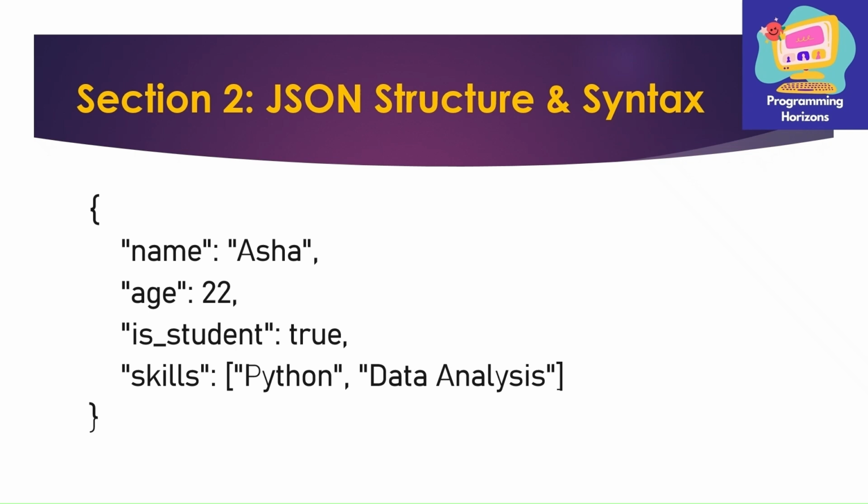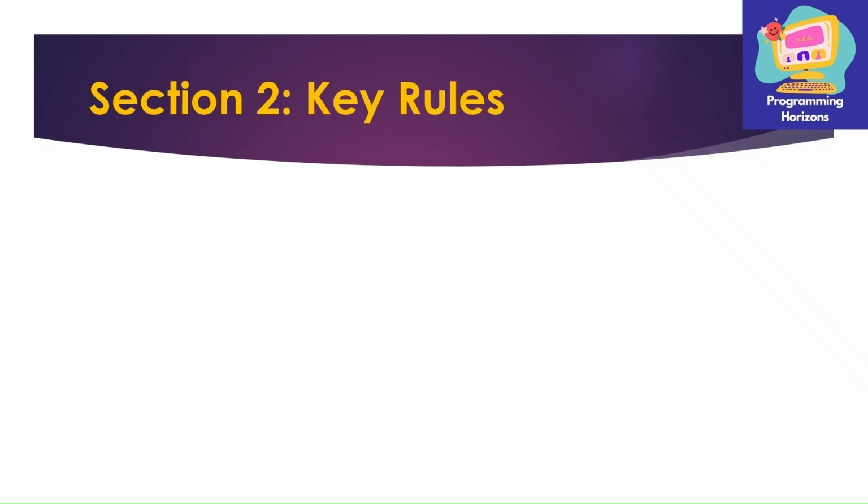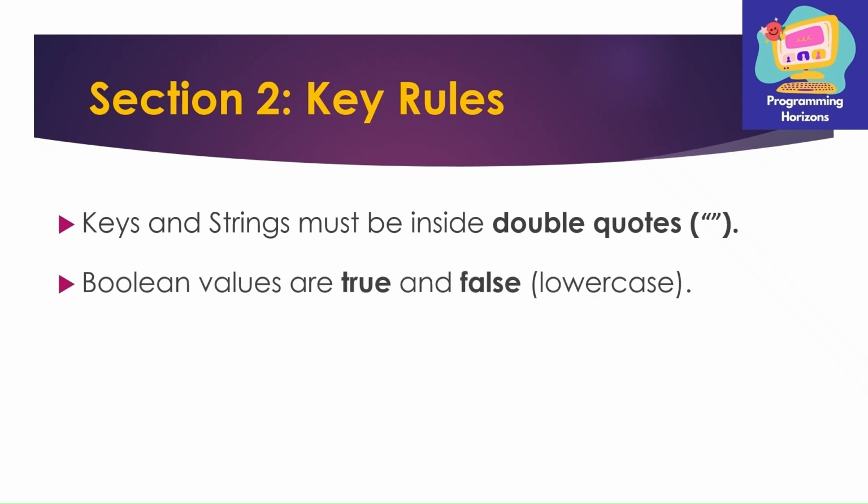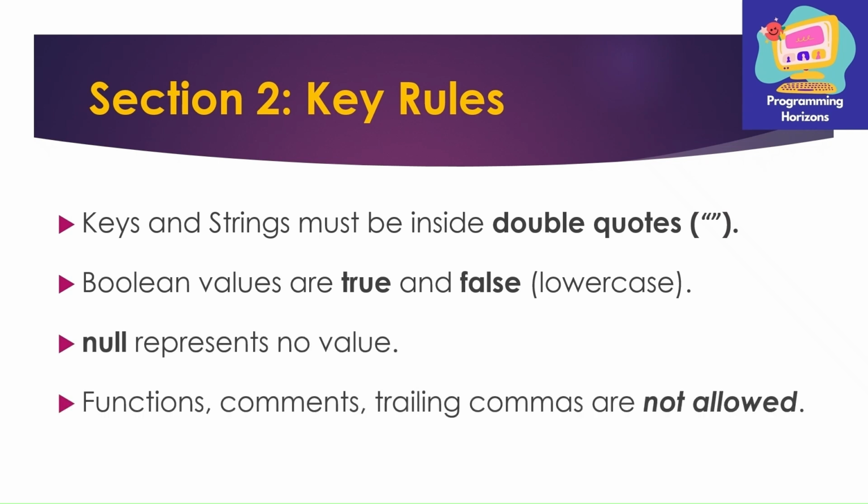At first glance, JSON looks similar to Python dictionaries, but there are important rules, such as keys and strings must be enclosed within double quotation marks. Boolean values are represented as true and false in lowercase. Null represents no value, and functions, comments, and trailing commas are strictly not allowed.